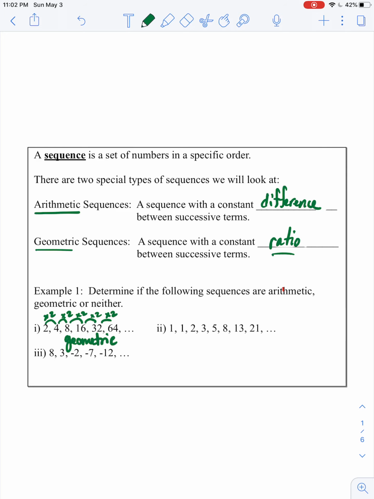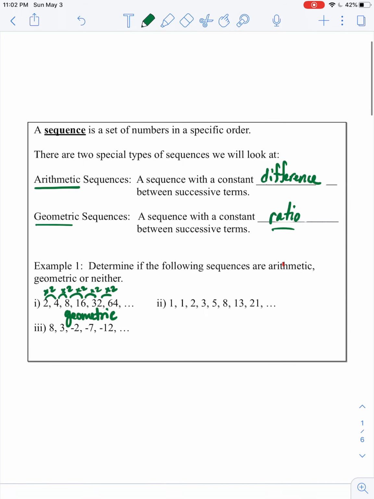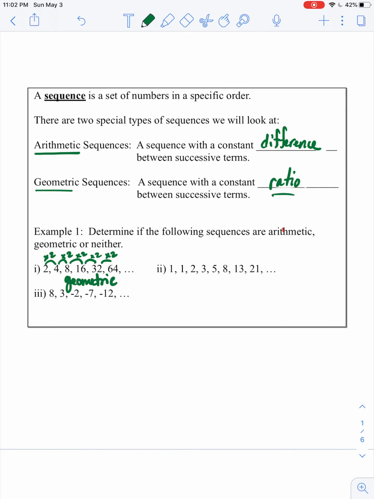This next one, there is a pattern to it. Some of you may recognize this as the famous Fibonacci sequence. The way this sequence works is if you add up two terms, so 1 plus 1, you get the next term, 2. If you add 1 plus 2, you get the next term, 3. 2 plus 3 gives you the next term, 5. So this is a sequence, it's just not one of these two special ones.